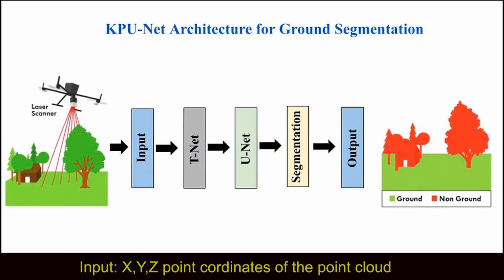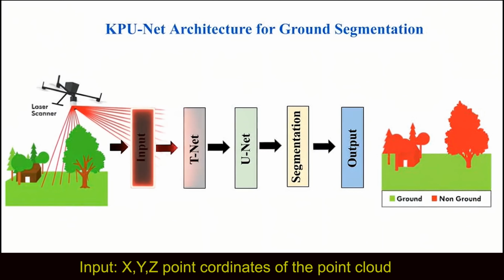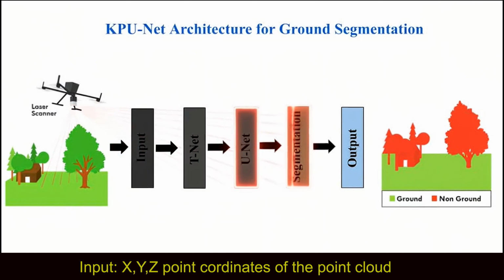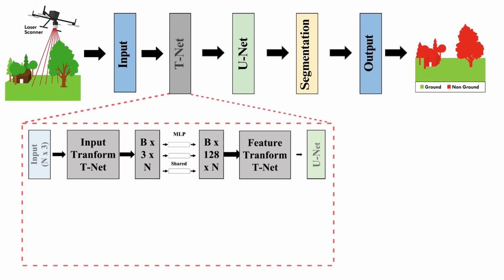segmentation. In our architecture, we use XYZ point coordinates of the point cloud as the input, and then we have TNet, UNet, and segmentation modules, which assign a label to each point in the point cloud, either as ground or non-ground. Now let's consider the individual components.